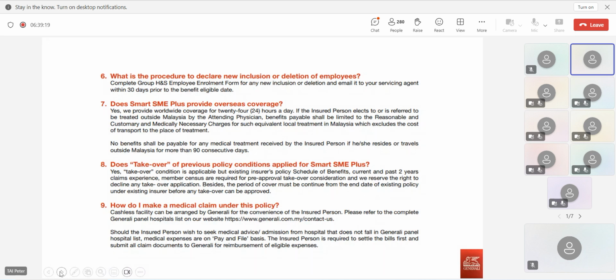Should the insured person wish to seek medical admission from a hospital that does not fall in our panel, can, but you have to pay and file. If you do not go into our panel hospital, then you have to pay and file first, meaning it is on a reimbursement basis. Reason being, those not in our panel are not our preferred. When it's not our preferred, normally it means they failed our audit. We have a very stringent auditing team to audit all the hospitals. Those in our panel are good and certified. So please go to our panel.